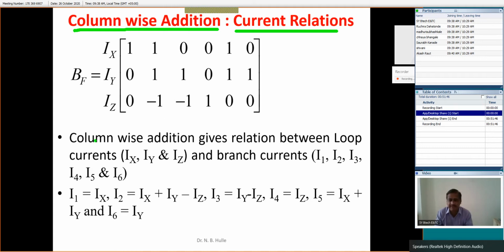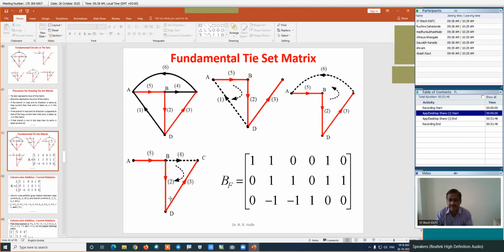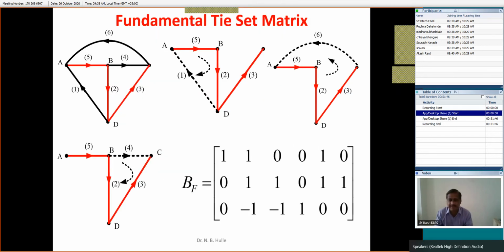Now look at. Column-wise addition gives the relation between the loop currents, which is Ix, Iy, Iz. I will show the loop currents. Loop currents are nothing but the tie-set currents. Here in this particular case, this is loop 1, this is current 1, this is loop 2, its current 2, this is loop 3, its current 3. These are the loop currents. It will give the relation between the loop currents and branch currents.